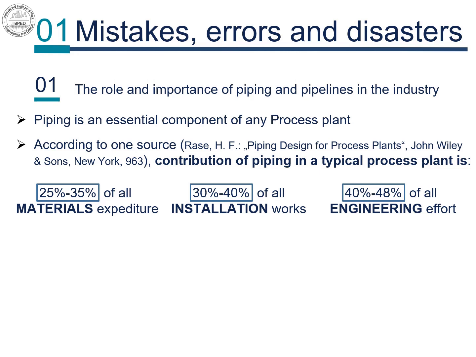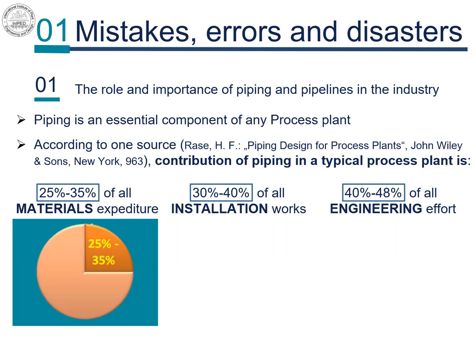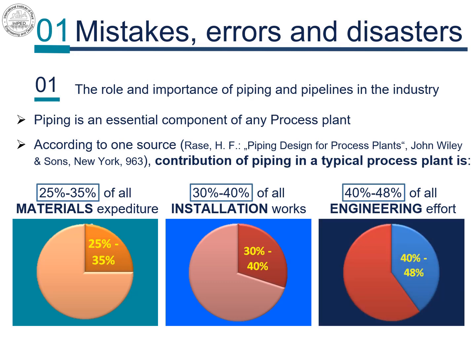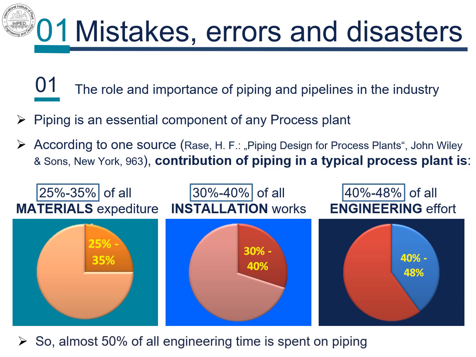Around 25 to 35% of all material expenditure is spent on piping on a typical process plant. Also 30 to 40% of all installation works. And finally, what is important for us to know in the seminar, 42 to 48% of all engineering effort is spent on piping. So we see that almost 50% of all engineering time is spent on piping.